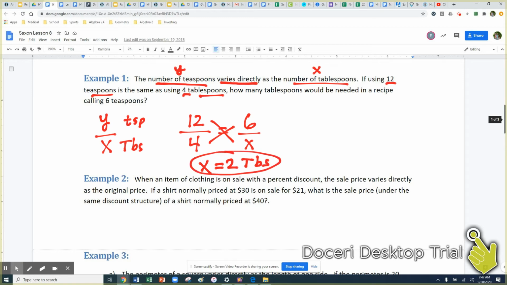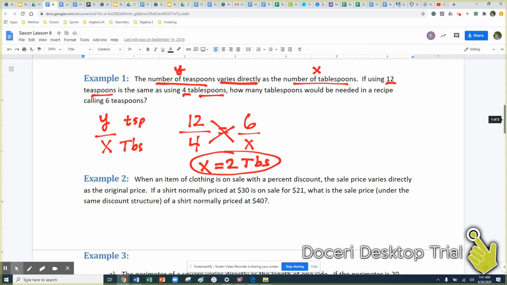Another thing we could do is figure out how many teaspoons are in a tablespoon. If you're in culinary, you maybe study this. If you've been in it in the last couple of years, does anybody know how many teaspoons are in a tablespoon? There's 12 teaspoons and 4 tablespoons. How many teaspoons are in 1 tablespoon? It's 12 divided by 4. Great. So you've got 12 teaspoons is equal to 4 tablespoons.